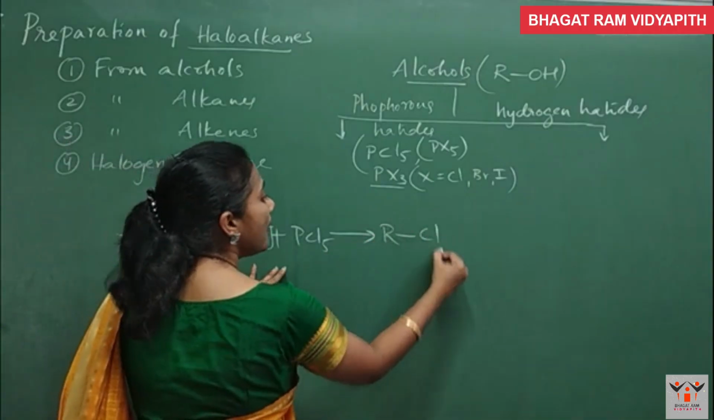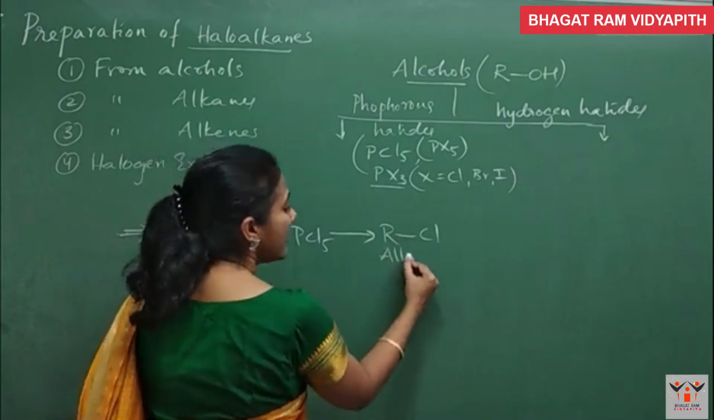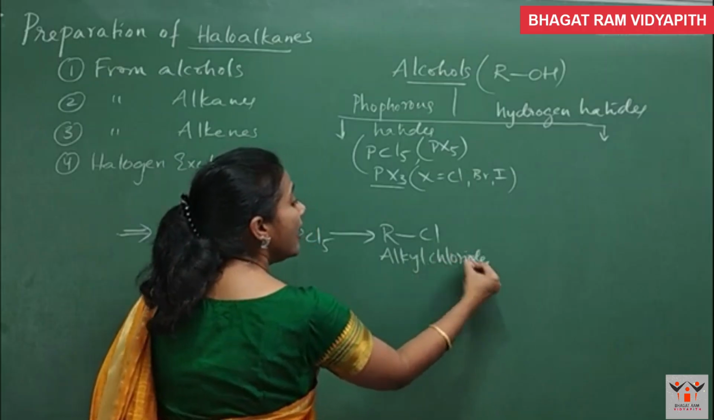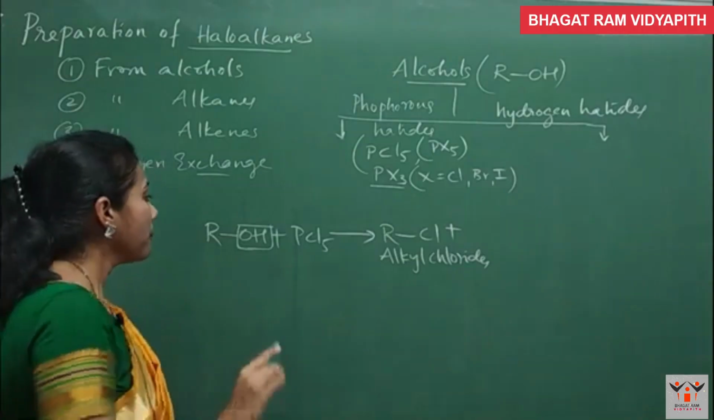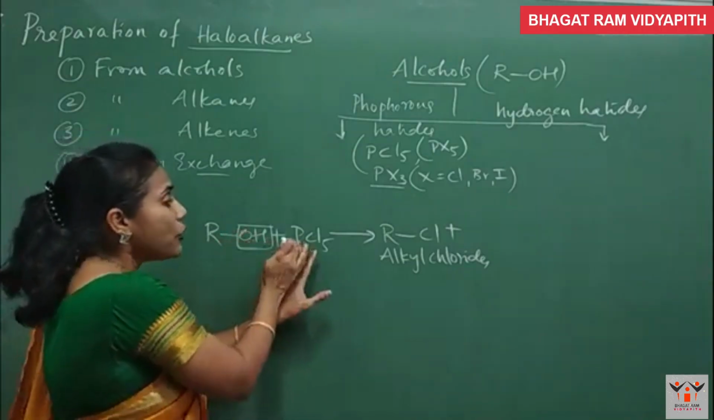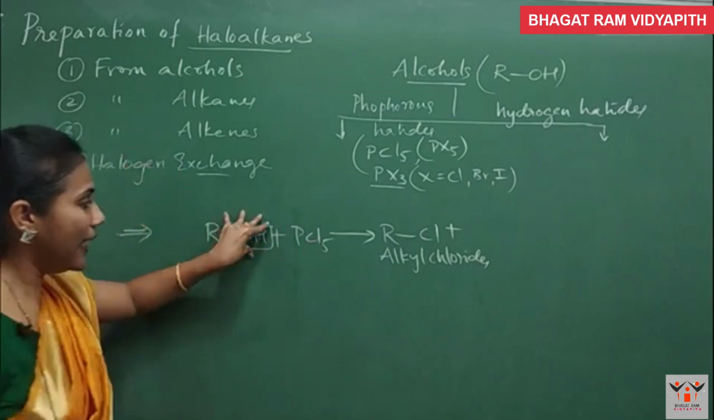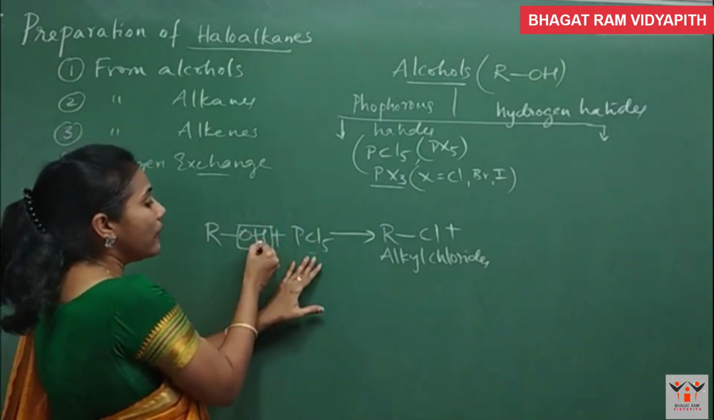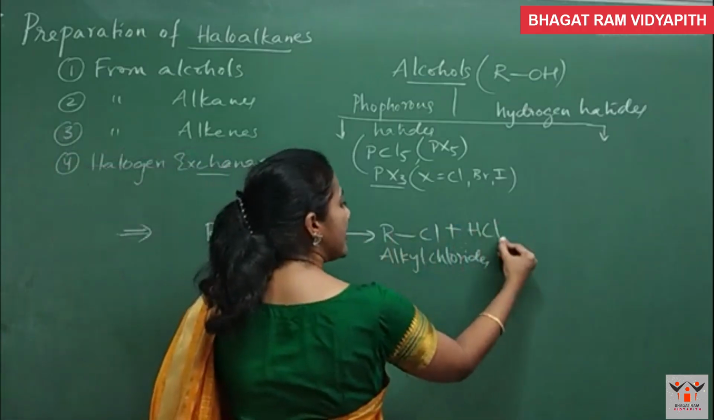You get your major compound, alkyl chloride. Okay, so what are we getting here? Alkyl chlorides. And here the byproducts are also very important to remember. Among 5 Cls, 1 Cl was replaced by OH. So now one more Cl will combine with the H of OH, so you get one product as HCl.